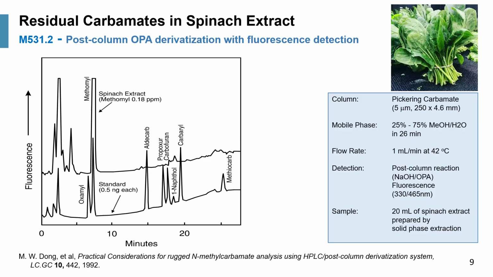Here are carbamates in a spinach extract. Shown here is quite a bit of this carbamate, which is a pretty high level. I'm sure that this is a little bit beyond the regulatory level. The regulatory level is probably handled by USDA for these vegetable and foodstuff products. So this is 0.18 ppm, which is pretty high.